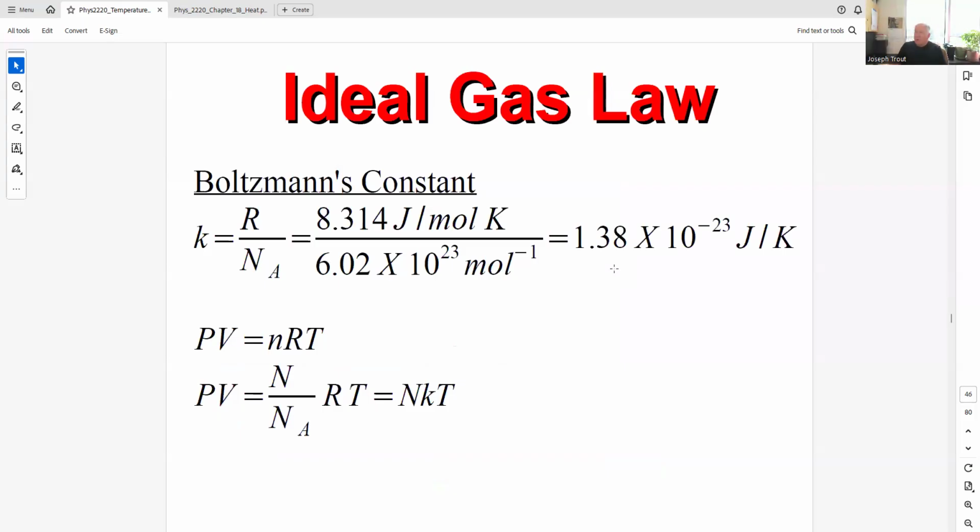We also need something called the Boltzmann constant, and the Boltzmann constant is just R divided by Avogadro's number. It's equal to 1.38 times 10 to the minus 23 joules per K. If we go ahead and write N, the number of moles, as the number of molecules divided by Avogadro's number, then R over Avogadro's number equals k, and we get NkT. So PV equals N, the number of molecules, k, the Boltzmann constant, times T in Kelvin.